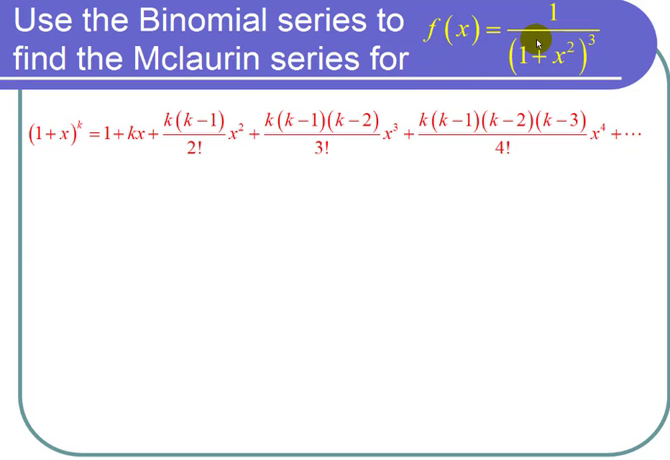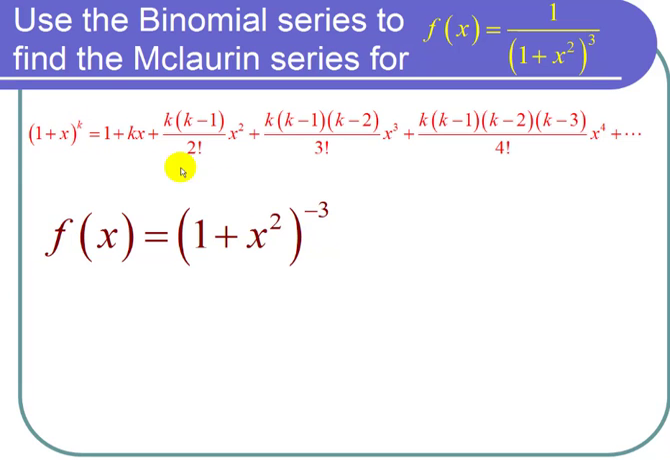Our function is 1 over (1 plus x squared) cubed. So I'm going to move the denominator up and use a negative exponent. And what I get is that my function is (1 plus x squared) to the negative third power. And in this way, I can realize our k as negative 3. So now I just plug in. Everywhere I see a k, I can put in a negative 3.